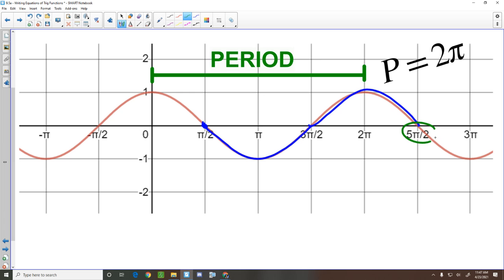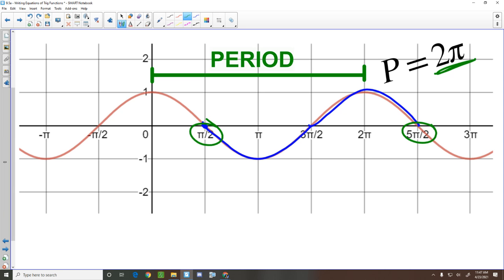Because if I took 5 pi over 2 and I subtract 1 pi over 2, well, what's 5 minus 1? And what's 4 over 2? It's 2. So this would be the same as 2 pi. Or if I took my final value and subtracted my initial value, I'd get 4 pi over 2, which is the same as 2 pi. So that's the period of the wave.